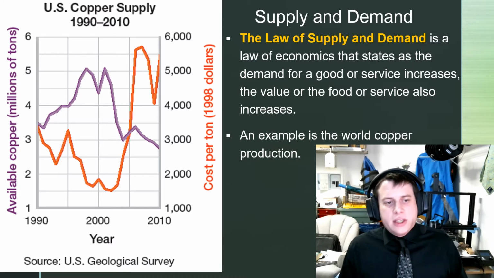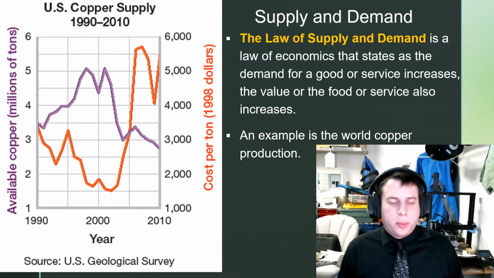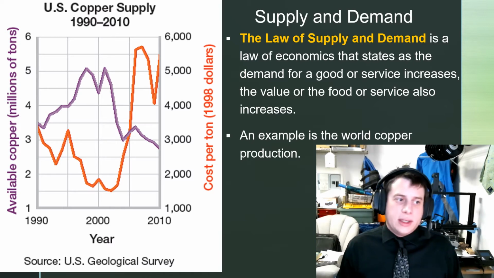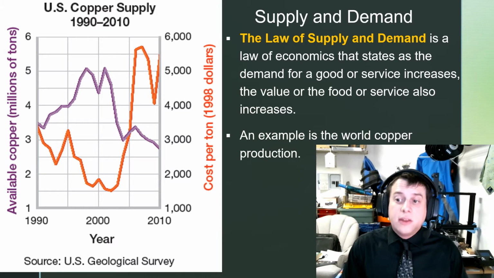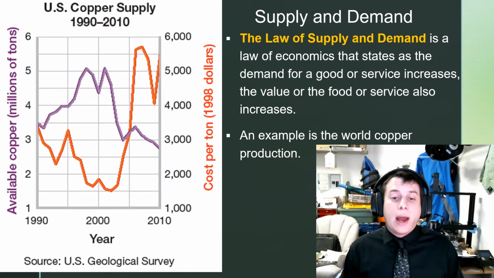The example for this is the world copper production. So if we look at copper production over this 20-year period, you see that the purple here, the amount of available copper, dropped sharply. The amount of copper that was available to be used went down. This doesn't mean the copper ceased to exist. It just means that a lot of the mines that were producing it stopped producing. They ran out of ore to extract out of the ground.